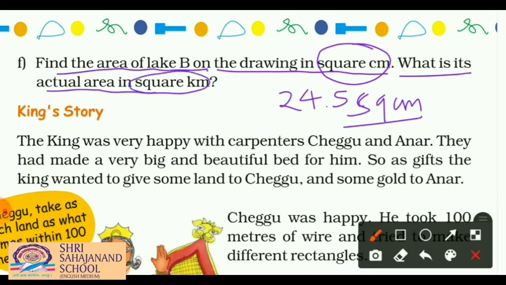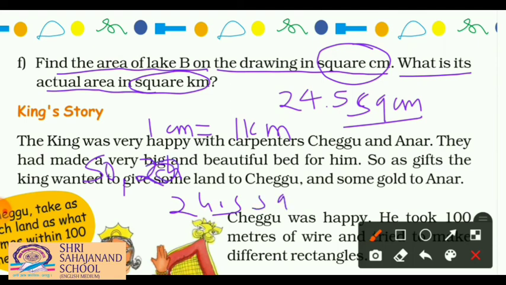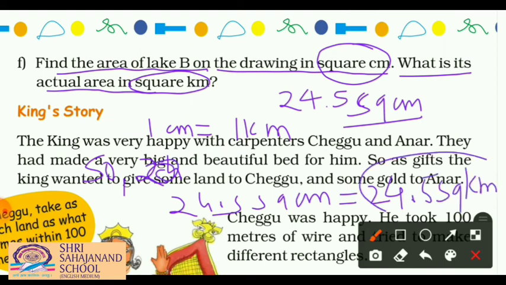What is its actual area in square kilometer? So according to the map scale, what was that? 1 centimeter is equal to 1 kilometer, right? So here we can write 24.5 square centimeter will be 24.5 square kilometer. Okay, so in this way we have found the actual area of lake B.